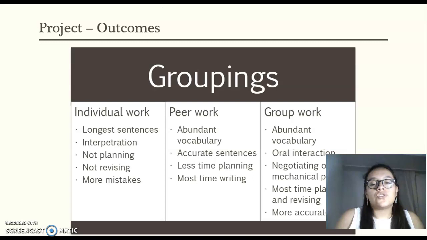The outcomes show that peer work and group work produce a more accurate written text with abundant vocabulary, and they make more oral interactions. But I could realize that those people who work individually develop their imagination more by interpreting all the images. Despite they made more mistakes and they didn't plan and didn't revise, I think their texts were richer.